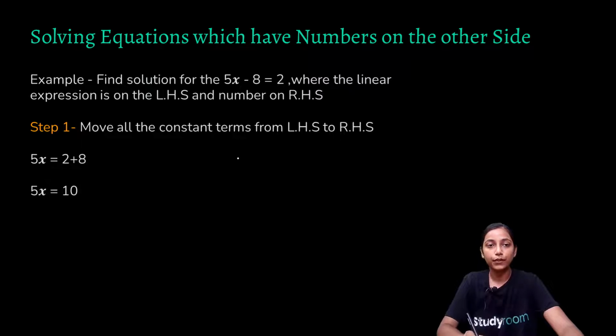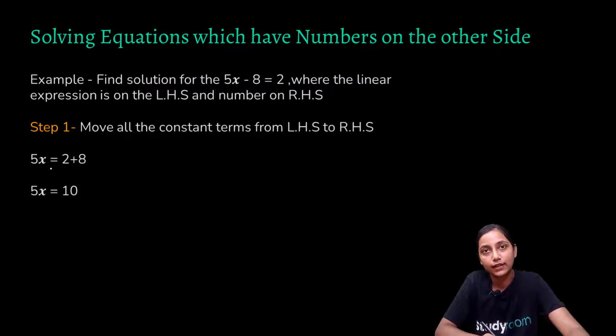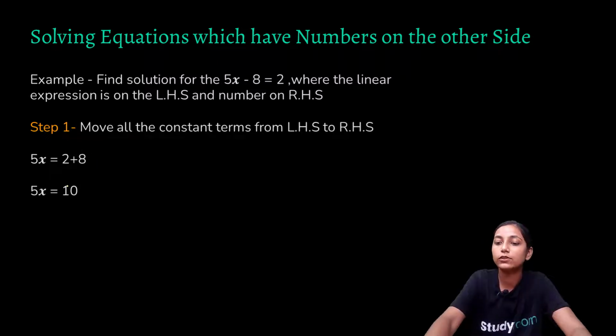We just move all the constant terms to our right hand side and the variables to our left hand side. So our first step for solving this equation 5x minus 8 equals 2 will be, we will move this minus 8 to this side, and then it will be plus 8 on this side. So it will be 5x is equal to 2 plus 8. That is 5x equals 10.